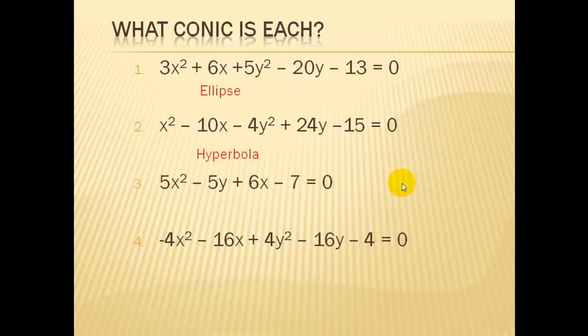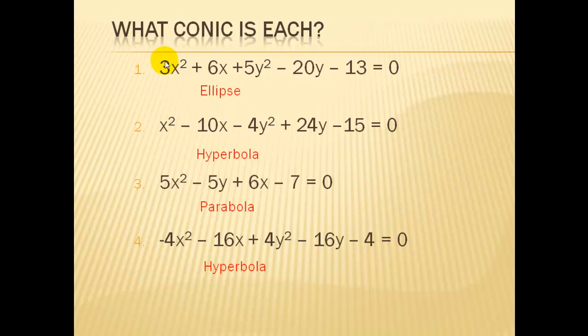This one should be easy to find. We only have 1 letter squared, so it's a parabola. And finally, the last one. A little tricky because we've got 4 and 4, and if you look too quickly, we might think this is a circle. But notice we have minus here and positive, so this is actually a hyperbola.